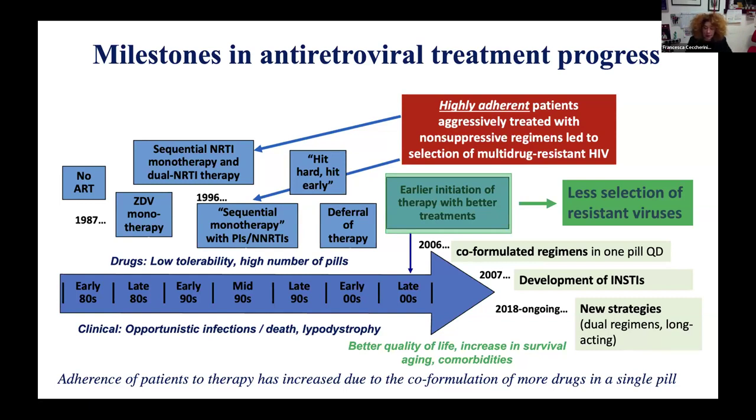In the late 2000s, we started to have early initiation of therapy with better treatment, with a high genetic barrier. And so today we have much less selection of resistant viruses, even if patients, when they fail, depending on which drugs, could fail with resistance. But we have improved the co-formulated regimens in one pill. From 2007, we have the development of this new class of integrase inhibitors, very important. And from 2018, we have new strategies like dual regimens or long-acting therapy.